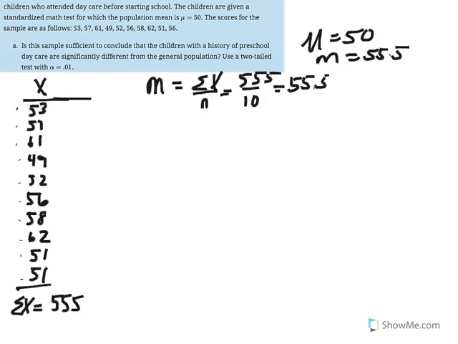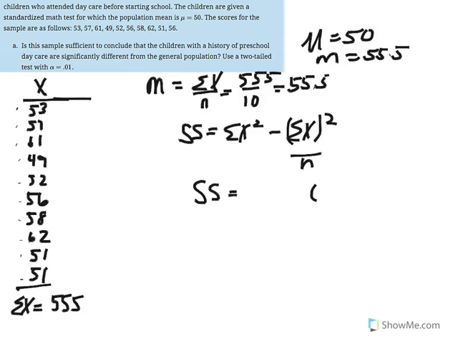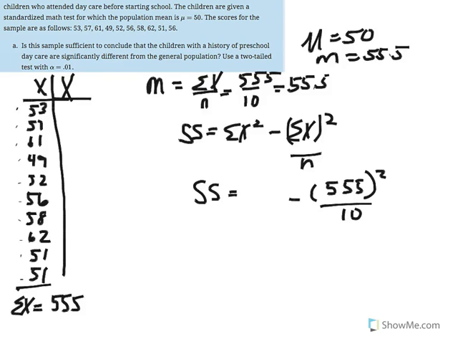Now we need to calculate our standard deviation. To do so, we're going to need to calculate the sum of squared deviations: the sum of x squared minus the sum of x, quantity squared, over n. What do we already know? We know the sum of x. We just calculated that in our mean calculation, and that was equal to 555. We're going to square that value. N is equal to 10, and what we don't know is our sum of x squared.